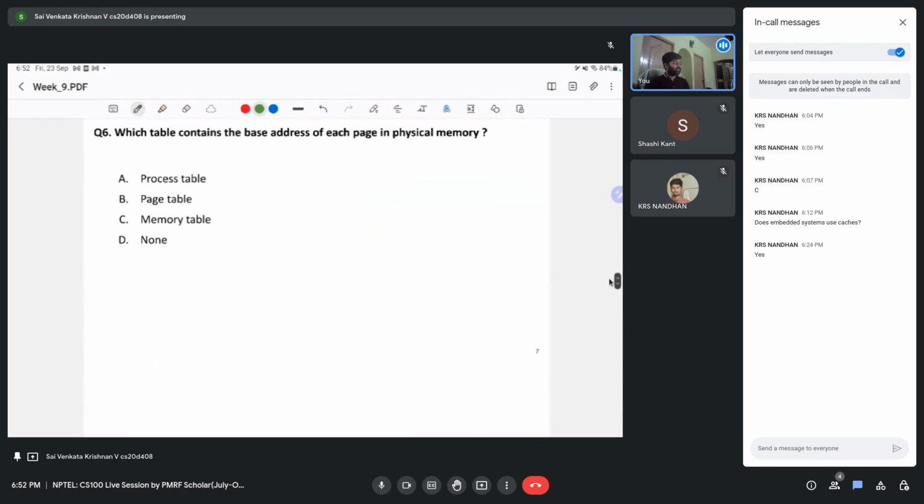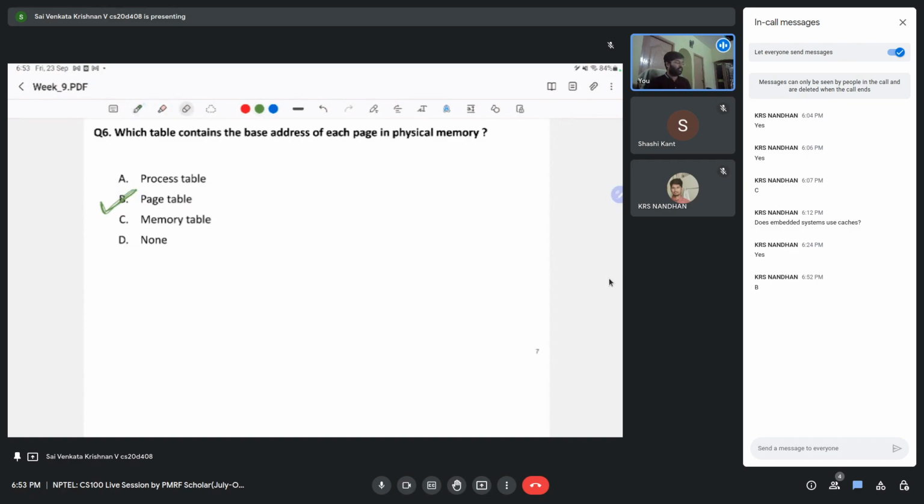Which table contains the base address of each page in the physical memory? Is it the process table, page table, memory table, or none of the above? Nandan mentions page table. Sajikant, you are mentioning something. The correct answer is page table, as Nandan mentioned.